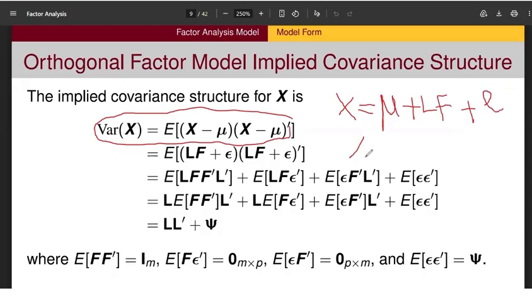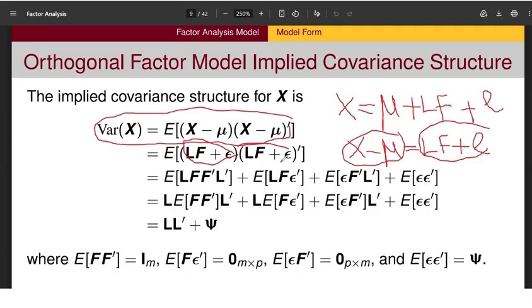What is S minus mu? S minus mu equals LF plus the error. Does that make sense? Do you see that? So wherever I see this, I'm going to plug in this. That's what I'm doing here, and that's what I'm doing here. Can you see that? I'm plugging that in.